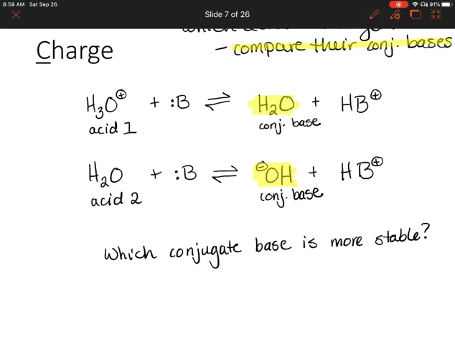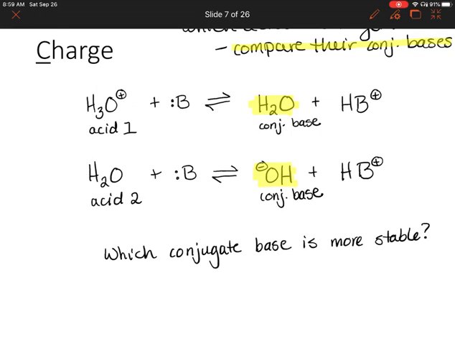Okay, so which one do you think is more stable? Or another way to think of this is which conjugate base is less likely to react? So which one is weaker? So in this case, water is more stable. It's less likely to react compared to the hydroxide ion.